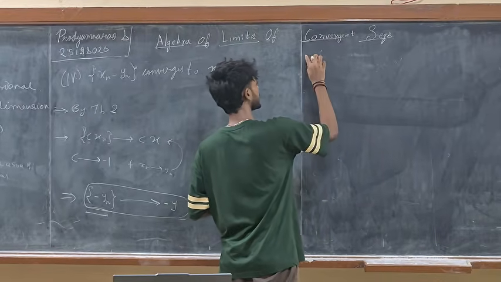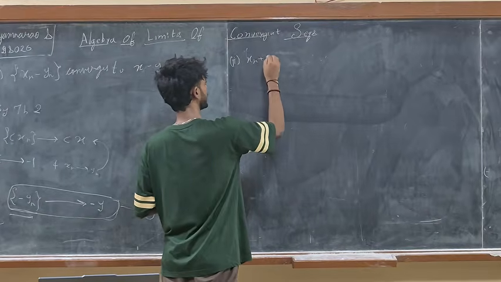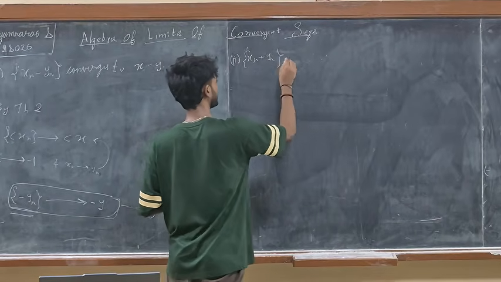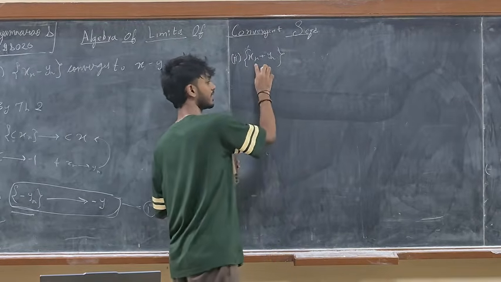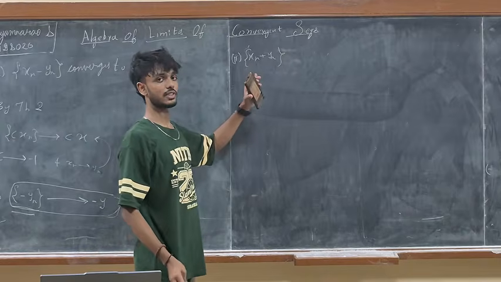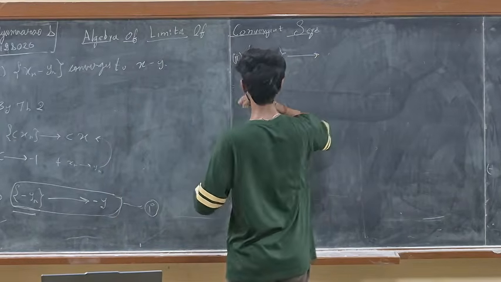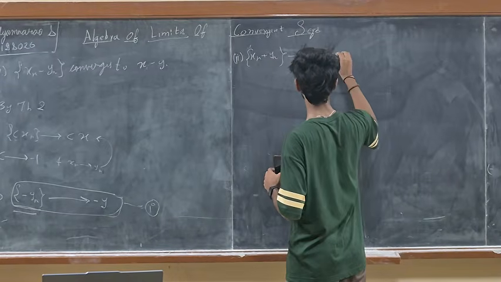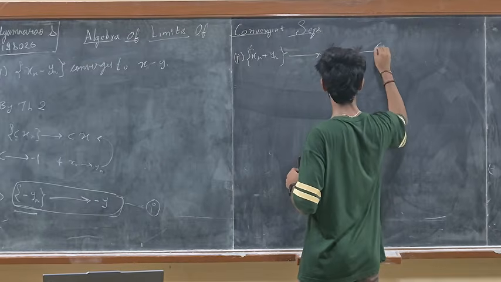My theorem 2 states that if there is a sequence x_n plus y_n, in which x_n is a converging sequence and y_n is a converging sequence, and both converge to x and y respectively, then the new sequence x_n plus y_n will be converging to x plus y. Let me call this the second equation.